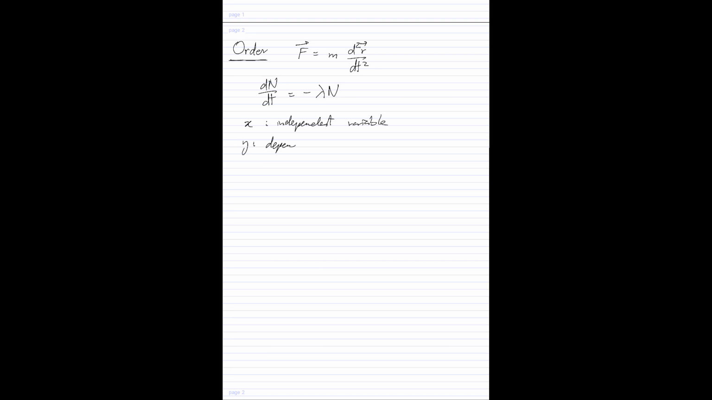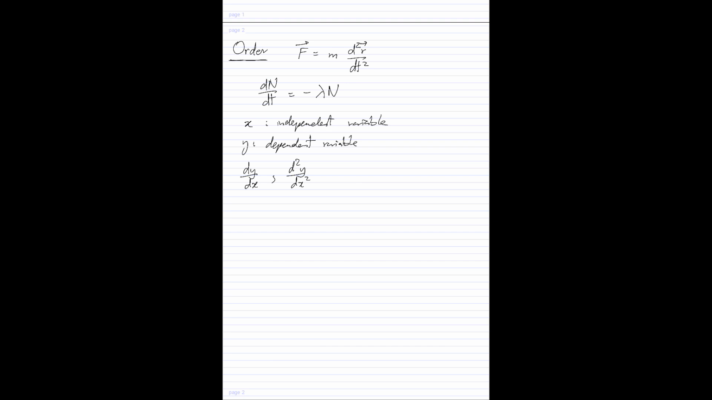And your y is your dependent variable. So y is the quantity that is stuck inside the derivative that you actually need to find. Okay. So a differential equation will contain things like dy by dx, d2y by dx2, and of course it can also include functions of x and functions of y. And of course also higher order derivatives.